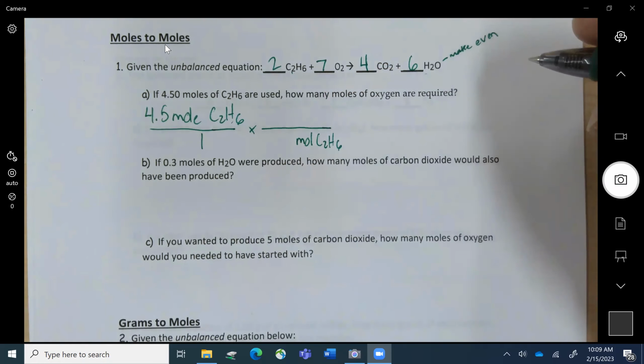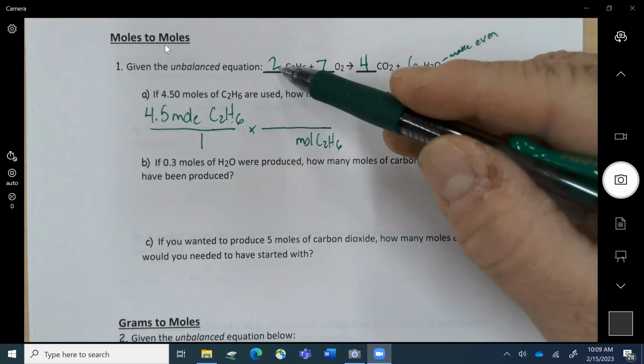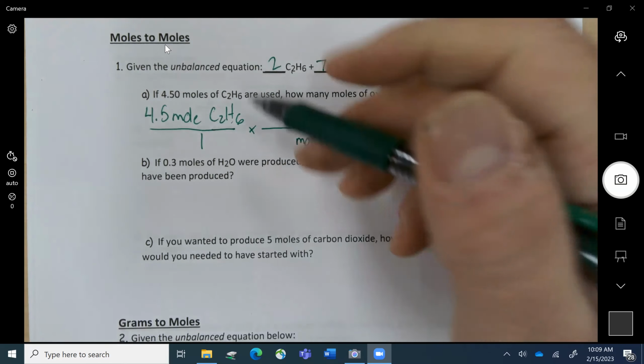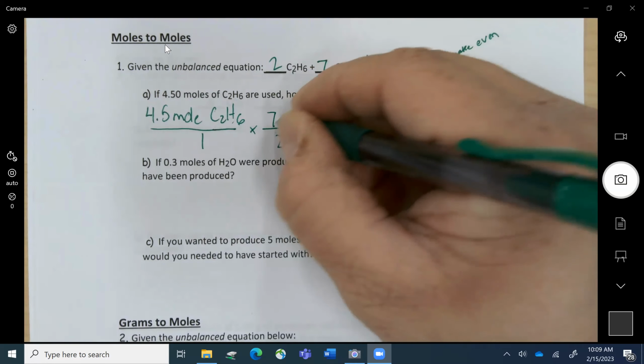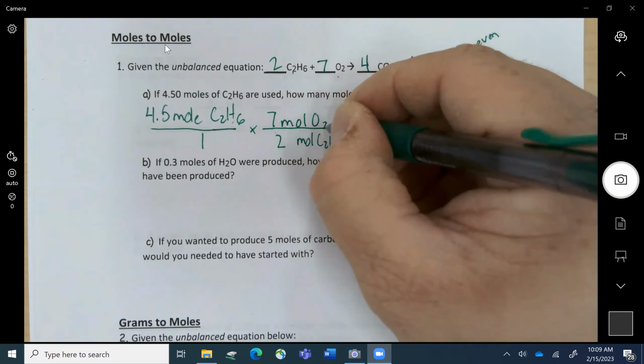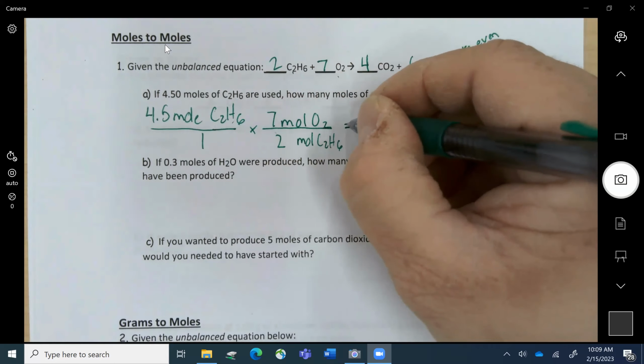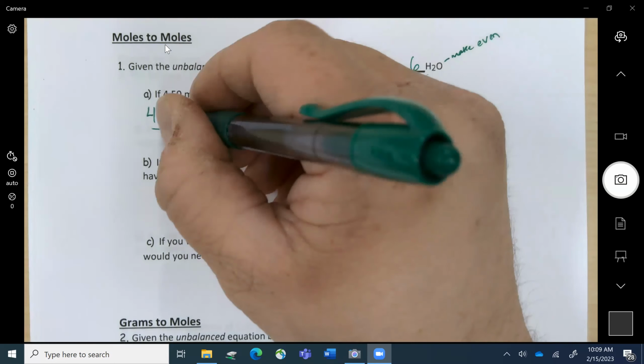Well, now your molar ratio to get it to oxygen comes from your balanced equation here. So how many moles does it say I need? It says I need 2. And how many moles of oxygen? It says 7 moles of O2. So that would cancel. That would cancel.